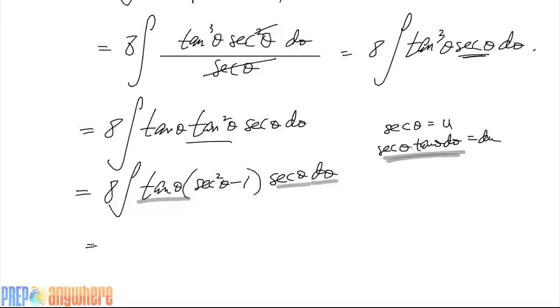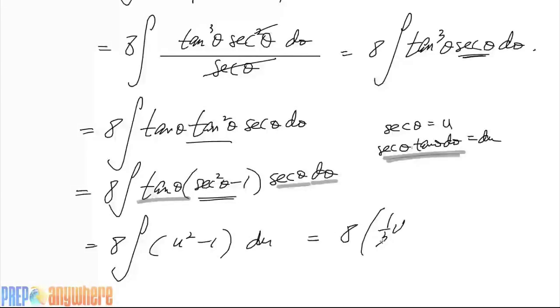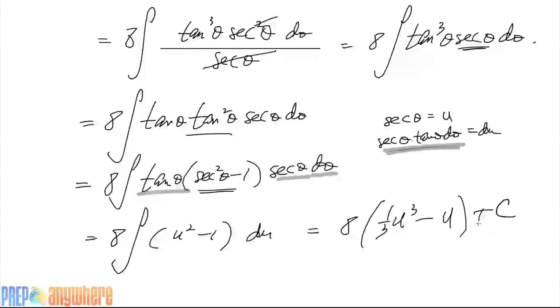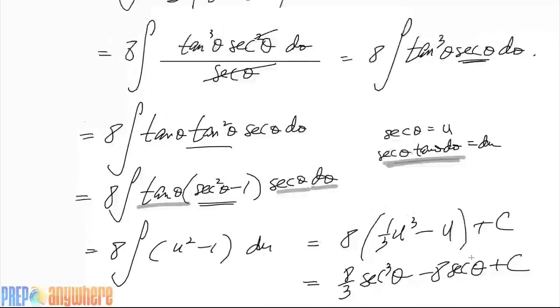Secant theta times tangent theta times d theta is right there. So it's 8 times the integral; you can replace that whole thing with du, and this can be replaced with u squared minus 1. So it's 8 times (1 over 3 u cubed minus u) plus a constant. Let's replace the u with secant, and multiply the 8 in: 8 over 3 secant cubed theta minus 8 secant of theta plus a constant.